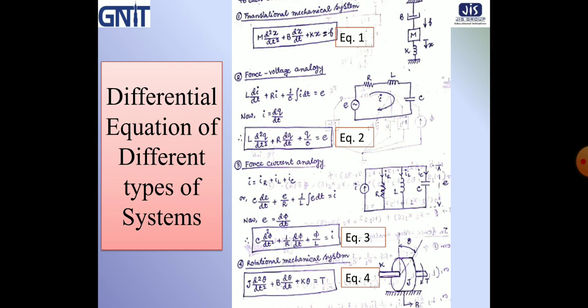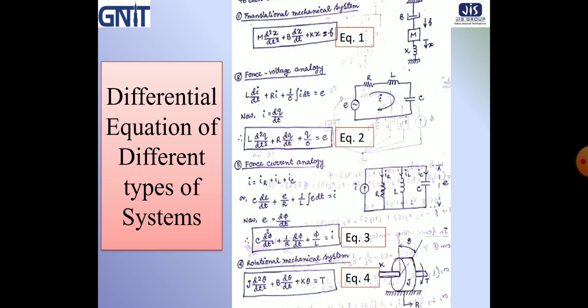Okay, very simple. We can get this from the KCL equation. According to Faraday's law of electromagnetic induction, we can write the voltage, that is EMF, is equal to d phi by dt. Now put the value of E, that is d phi by dt, in our previous equation, and we get the equation C d2 phi by dt square plus 1 by R d phi by dt plus phi by L is equal to I. That is equation number 3.